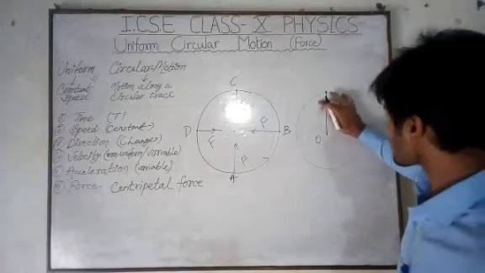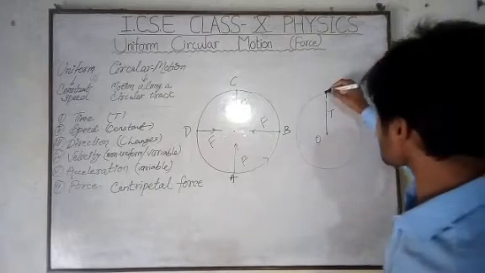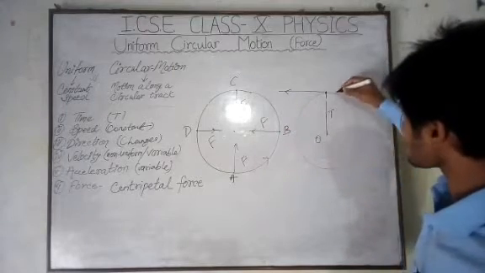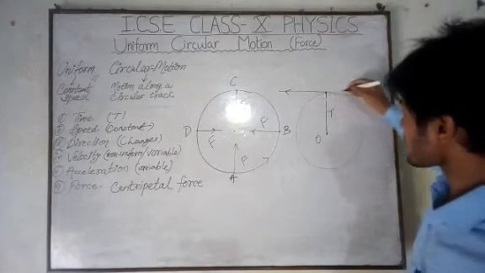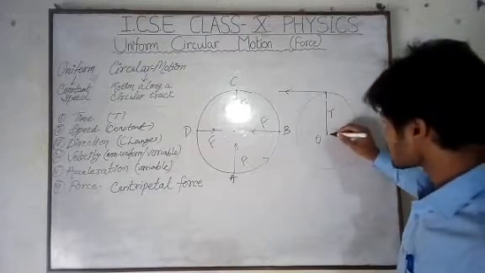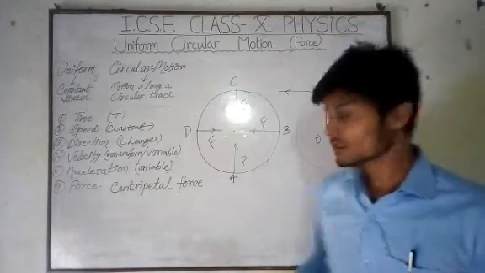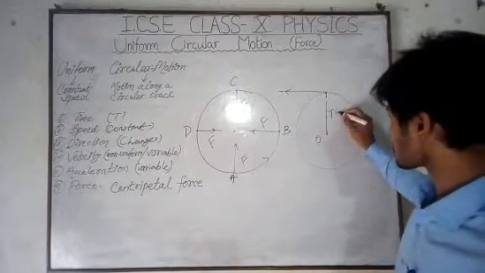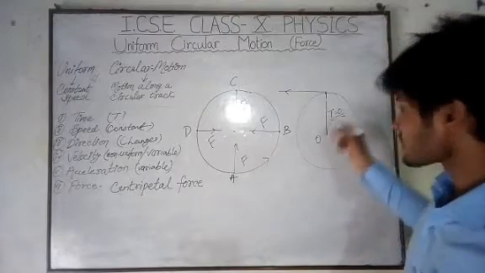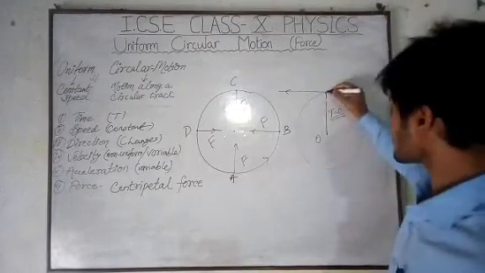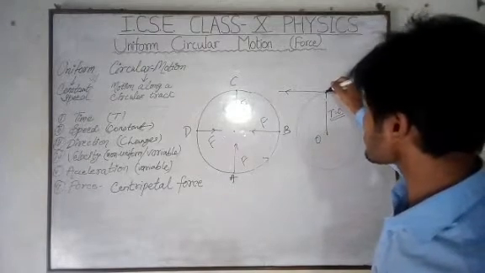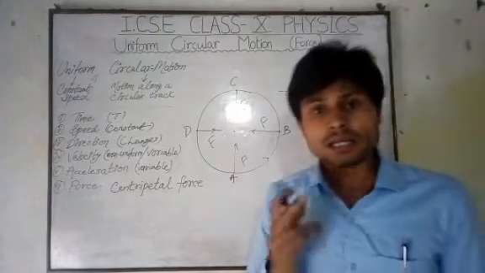Suppose this thread is broken at some point, then what happens? The stone moves in a linear direction. That means the tangent drawn on the circular track gives the direction of the stone, and this occurs when the thread is broken, the tension becomes zero, so there is no centripetal force at that time. So in the absence of that centripetal force, the object does not accelerate, and it starts to move in a linear direction.